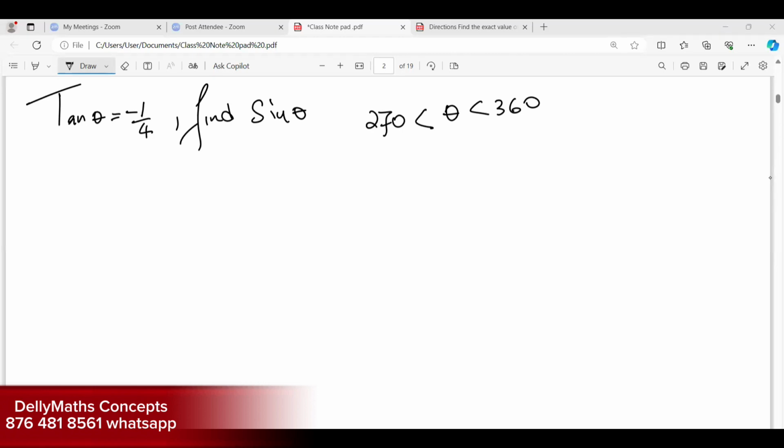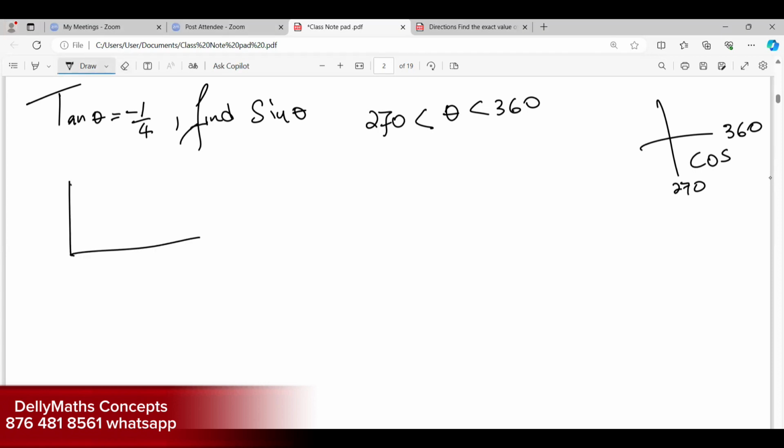All right, so in this question, we're now in the fourth quadrant because we're between 270 and 360. In this quadrant, cos is the only trig function that is positive. So that is why this question starts off with tan being negative, because we're in the fourth quadrant. Now let us drop our triangle.